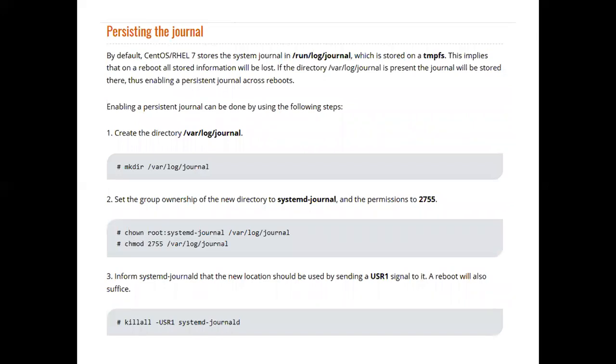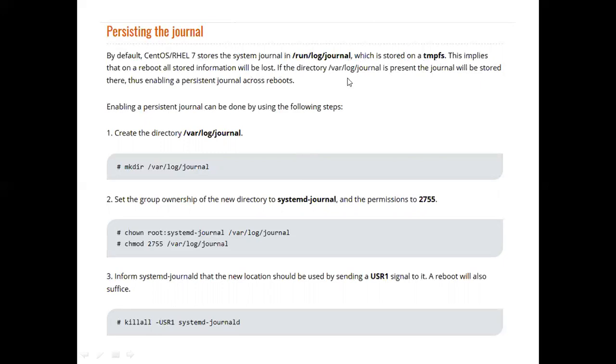By default, the current version of the system's journal is stored in /run/log/journal. This is the path where it stores the logs, and it is volatile, stored in tmpfs. This implies that once the system reboots, all stored information will be lost. So journalctl is not persistent, and we need to make it persistent.